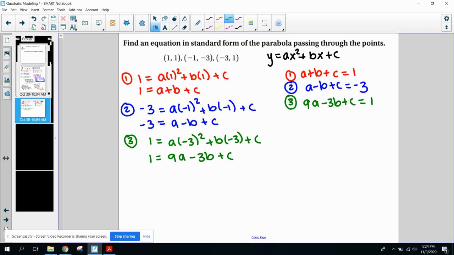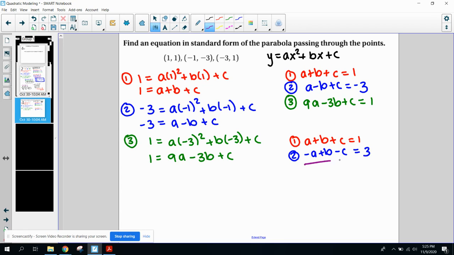So we want to cancel out one variable in all of them. Okay, you can choose which one you would like. Again, I think that the c's will be the easiest. So similar to the last problem, I'm going to start with 1 and 2. So a plus b plus c equals 1. And then I'm going to take equation 2 and I'm going to multiply it by a negative. So I have negative a plus b minus c is equal to positive 3.